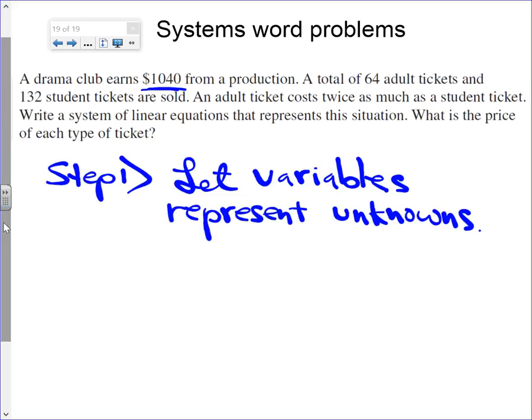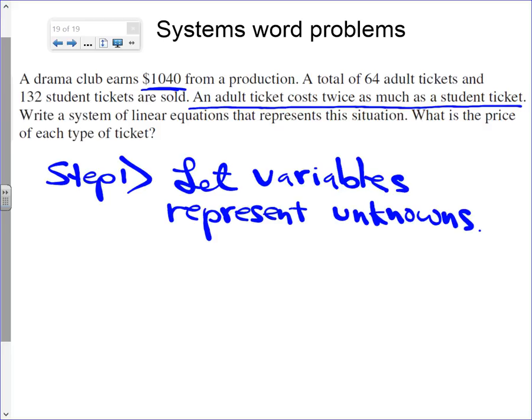Let's see. An adult, what gives it away that an adult ticket costs more? What sentence? The first, second, third, fourth sentence? The third, huh? An adult ticket costs twice as much as a student ticket. So if the student ticket is $2, how much is the adult ticket? If the student ticket is $3, how much is the adult? So take the student and multiply it by 2 and you get the adult ticket price.